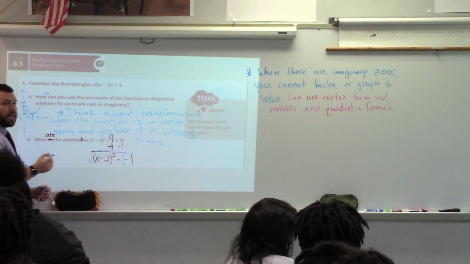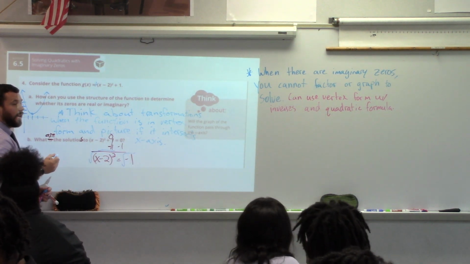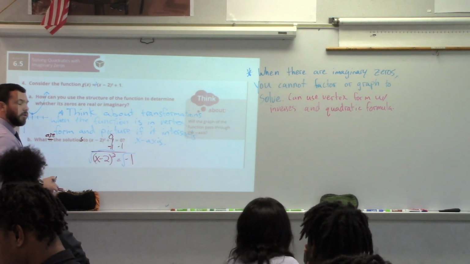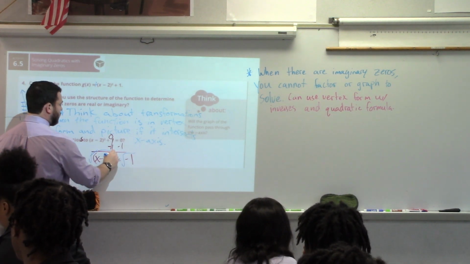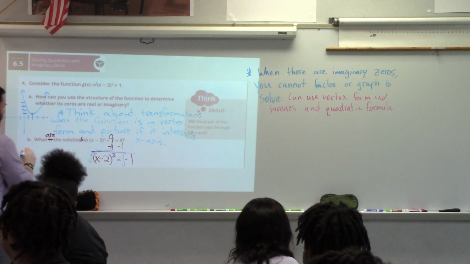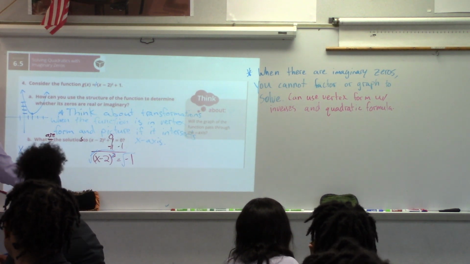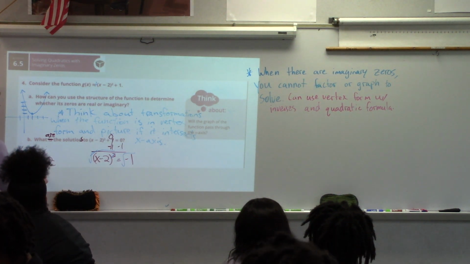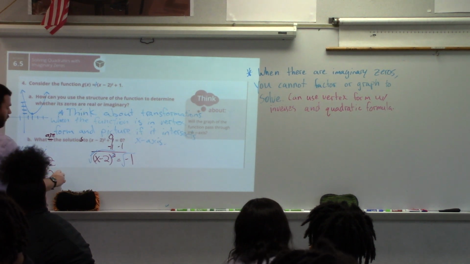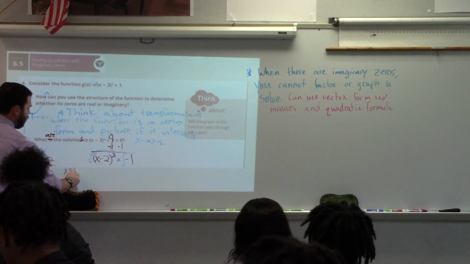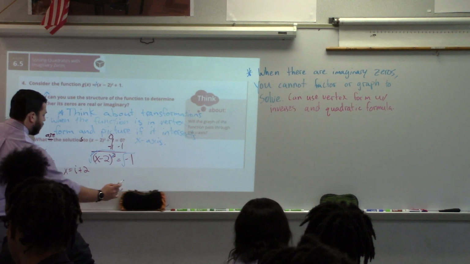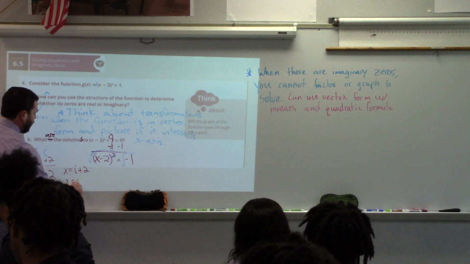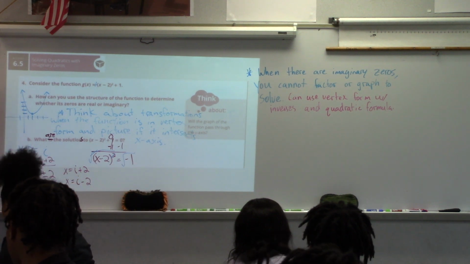Now I'm about to make a mistake, so don't write this down. And I'm not telling you where the mistake is. You need to look for it. But this is a mistake I saw multiple people making. So we get x minus 2 equals i, and then we added 2, and then I saw x equals i plus or minus 2. I saw some people write it as i plus 2 and i minus 2.